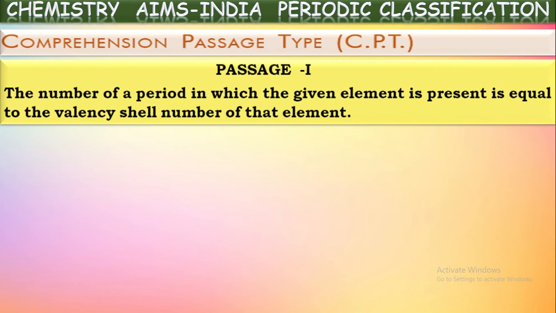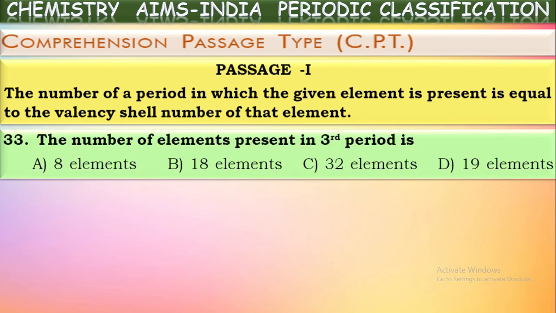Next let us see the comprehension passage. Read the passage given here. The number of the period in which the given element is present is equal to the valence shell number of that element. Yes, the number of the maximum shell present in the electronic configuration of an element gives its period number. Now let us see questions based on this.